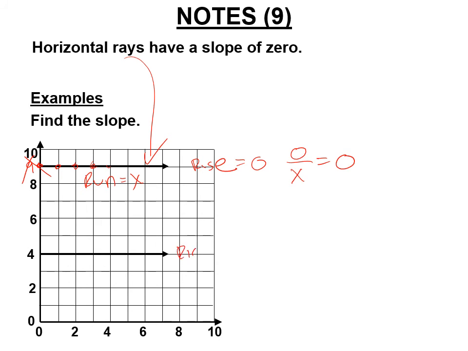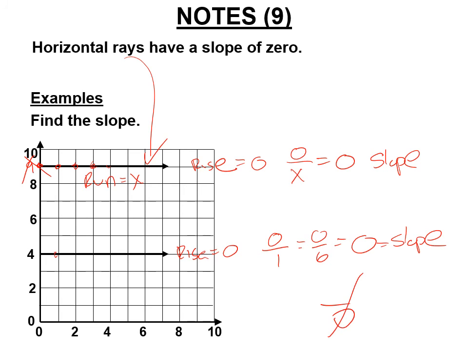The rise of this one, also 0. I could make it over 1 box, or I can make it over 6 boxes, doesn't matter. The slope of all horizontal rays is 0. When 0 is on the bottom, that's no good. But 0 on the top, in the numerator, you always get 0.